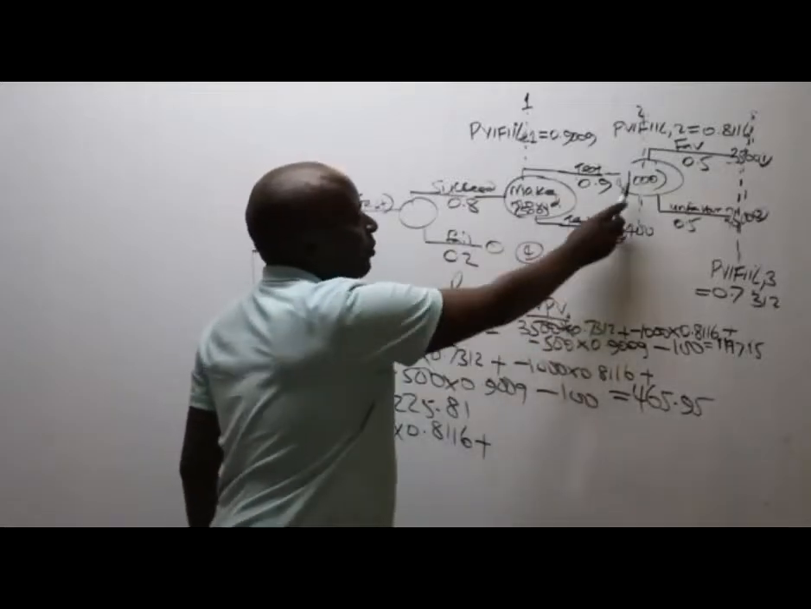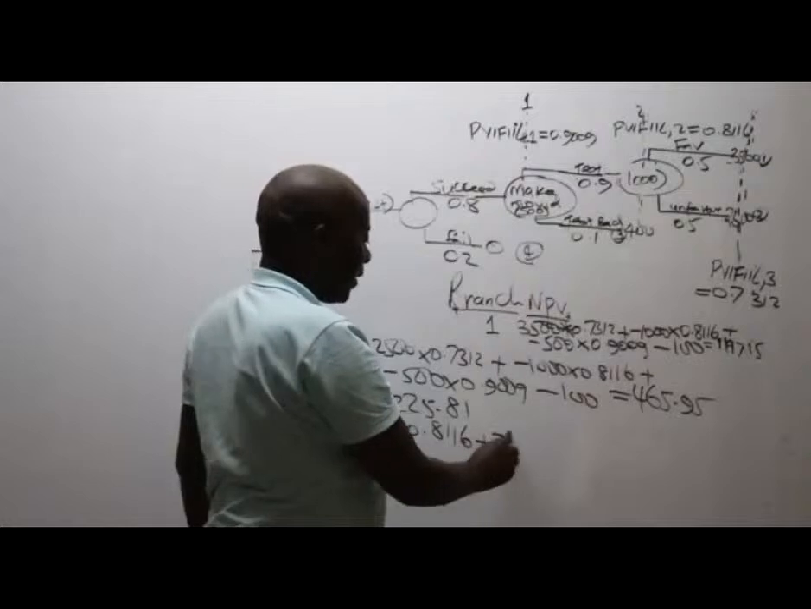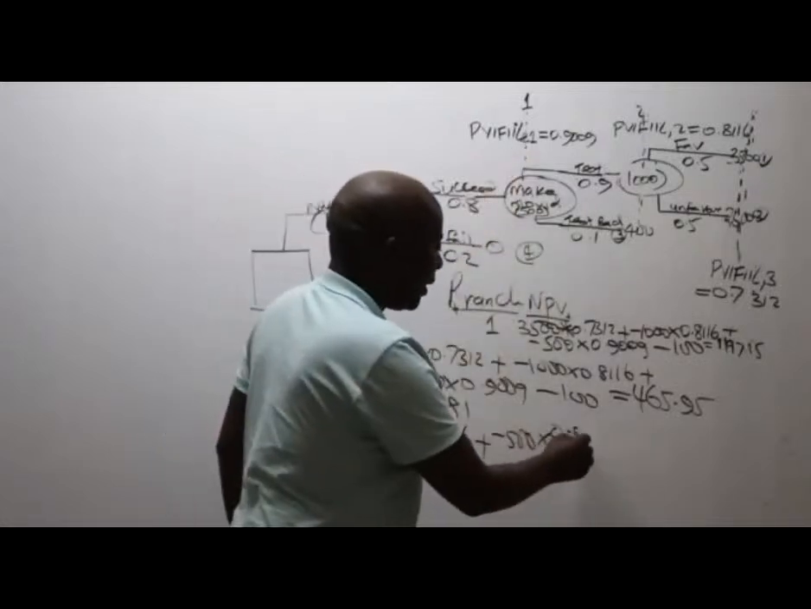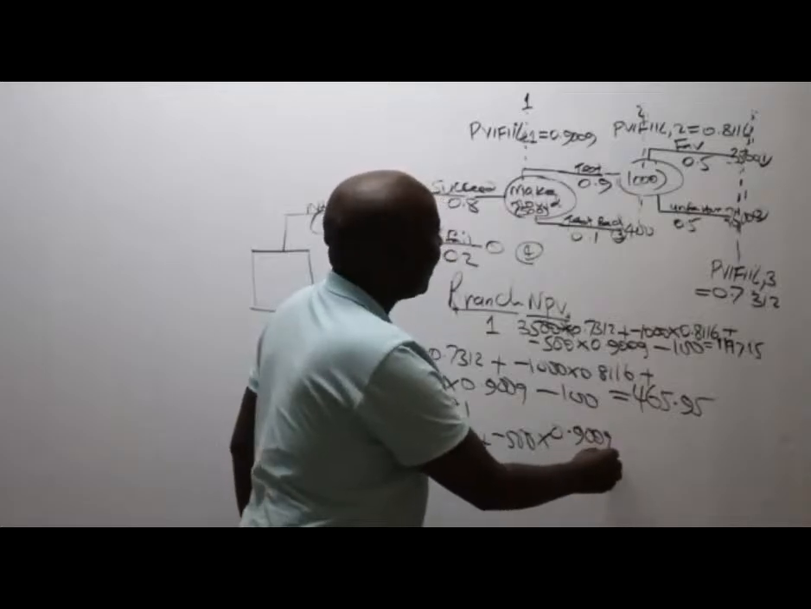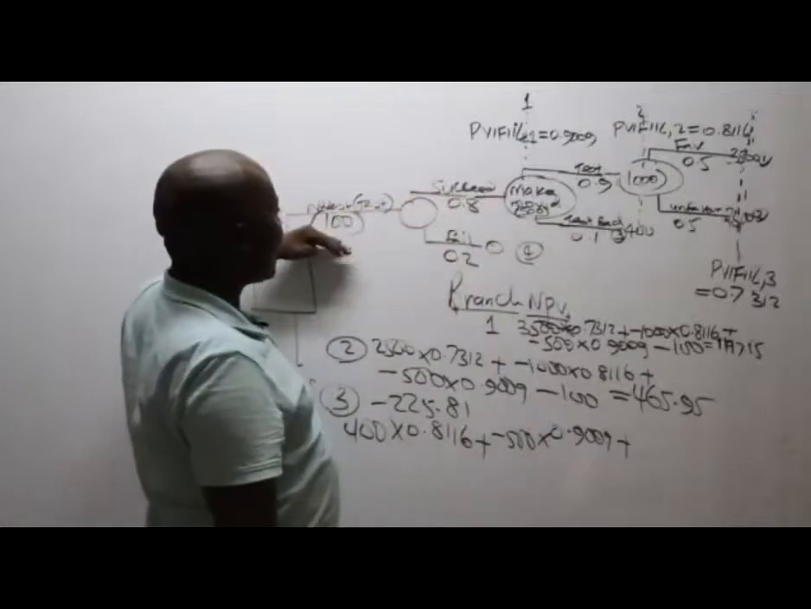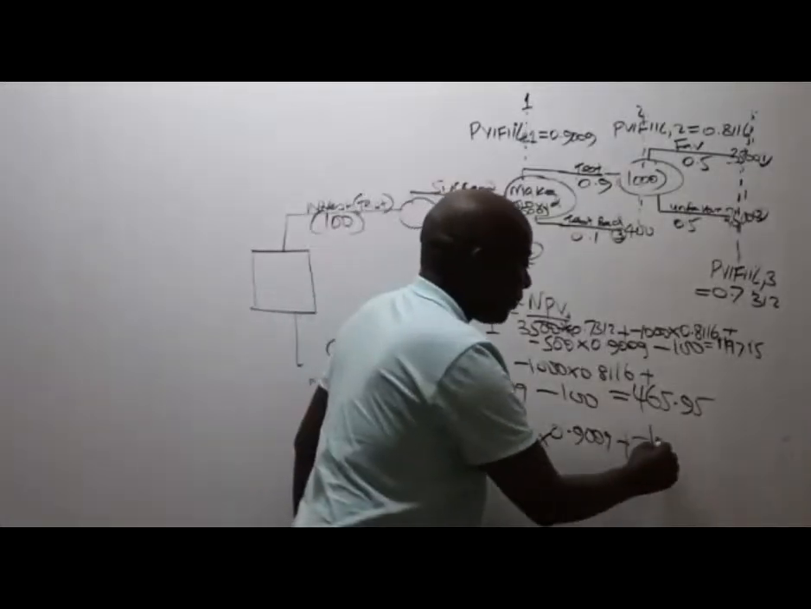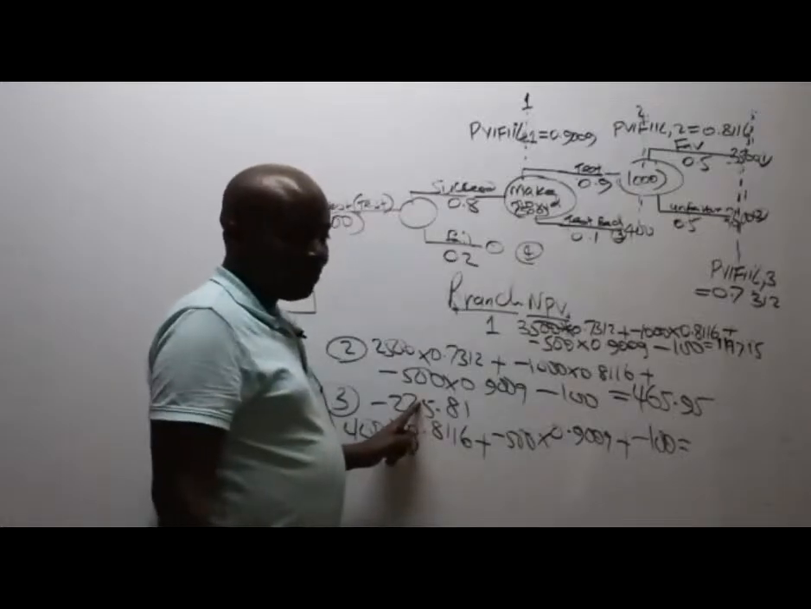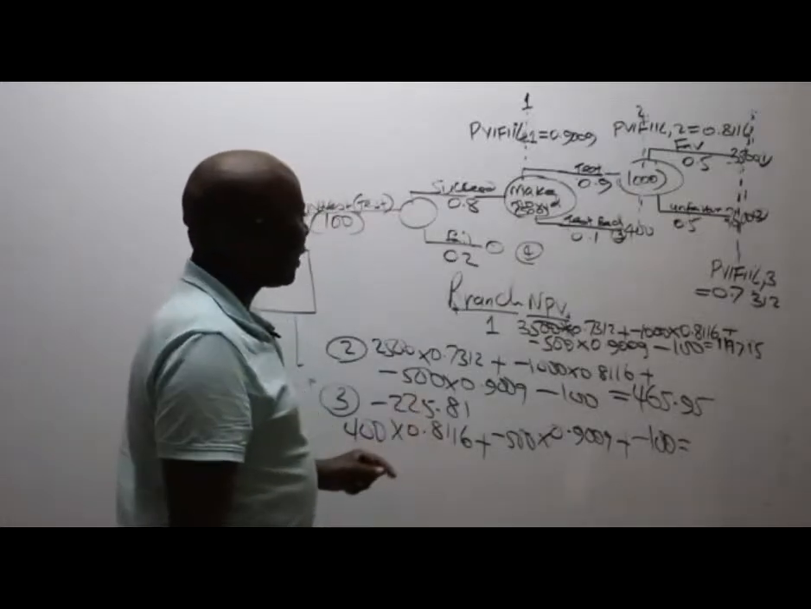So this is 400 discounted plus minus 500 discounted. When I discount this, I'll multiply this with 0.9009. Plus, I continue with my journey. The next cash flow is minus 100. This is what they did to get this figure, I suppose.